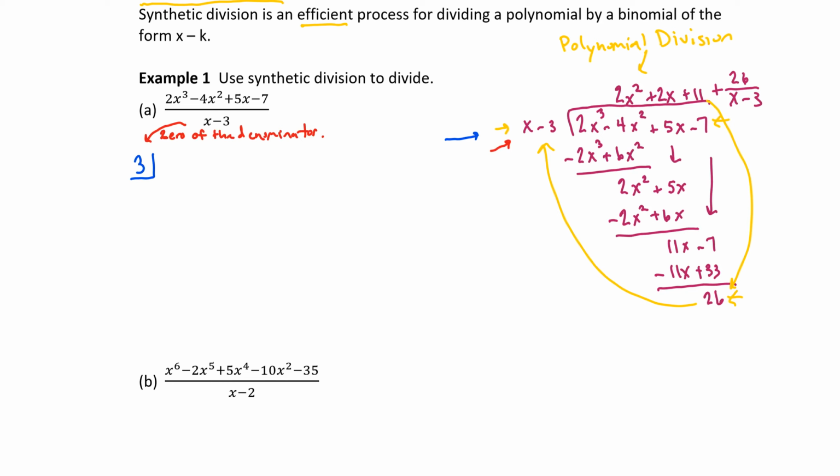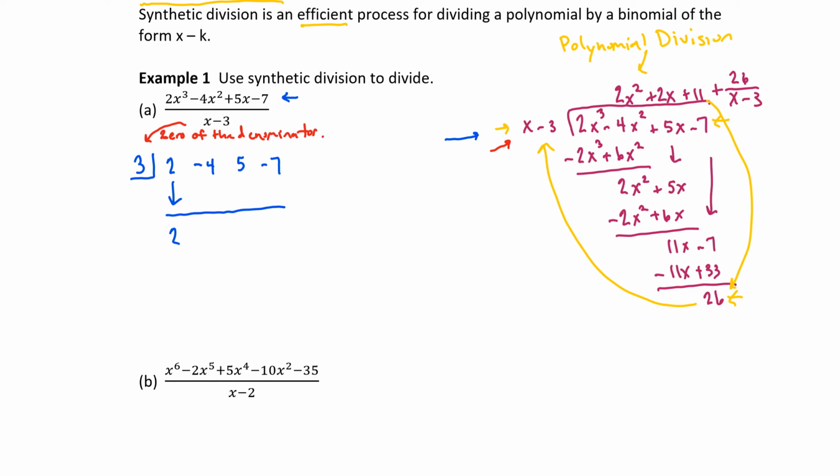Then, on the next line, we're going to record the coefficients of the polynomial. So we have 2x cubed minus 4x squared plus 5x minus 7. I'm leaving all the variables behind and just picking up the coefficients of the numerator, or the coefficients of the dividend. Then I'm going to skip a line and draw a baseline. The first step in synthetic division is to bring down that first number, 2. Then we're going to follow the pattern of multiplication and addition all the way across this table.